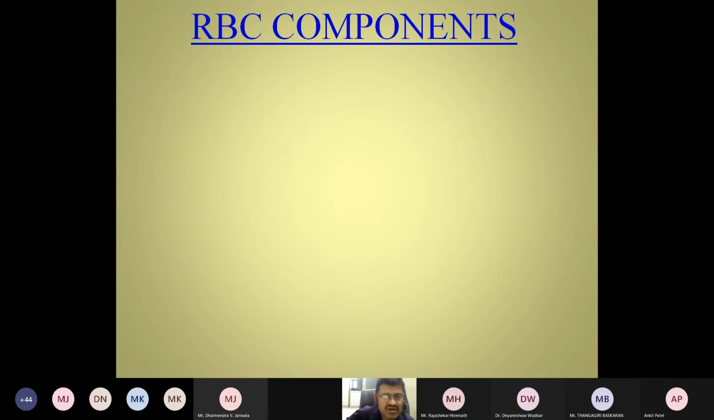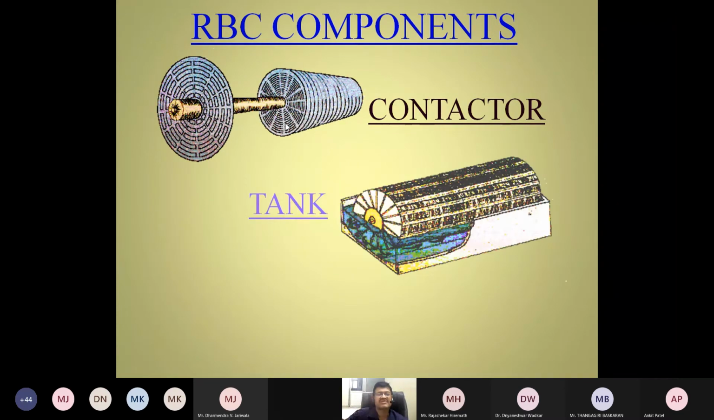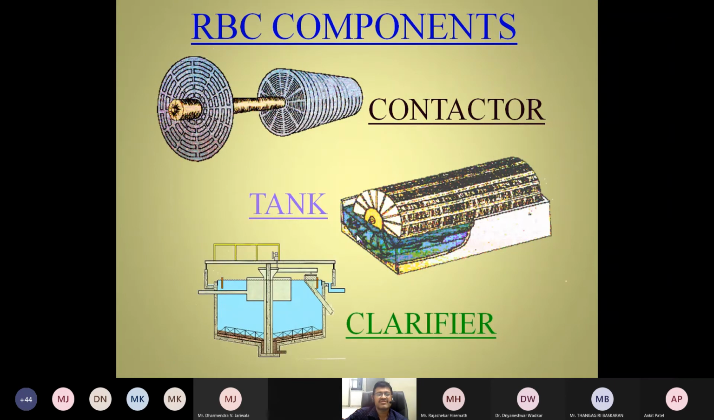Now comes the RBC components. So the components of this is, you see, there's a contactor, that is where the discs are arranged, plastic discs are there. There's a tank in which the effluent is coming, and then after this everything is going into the clarifier.